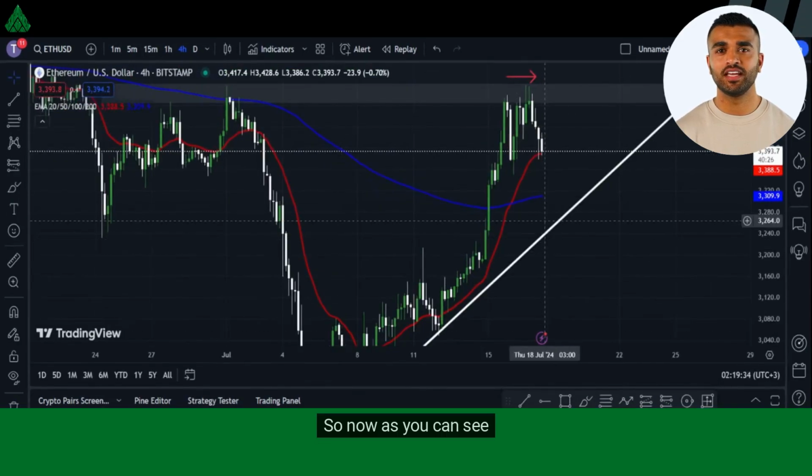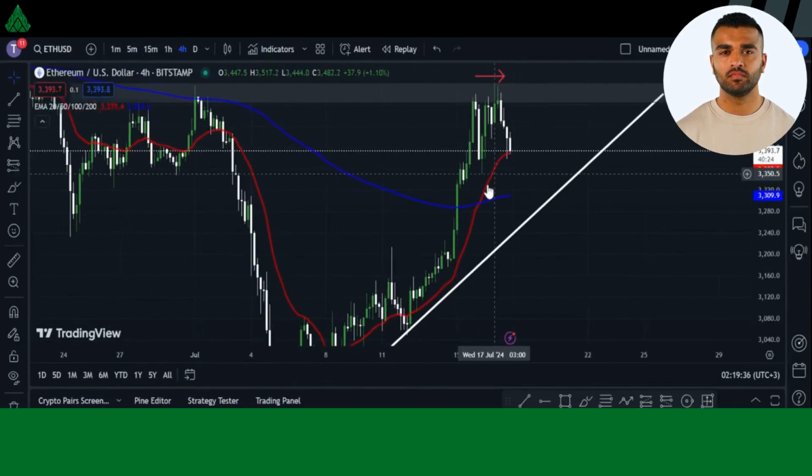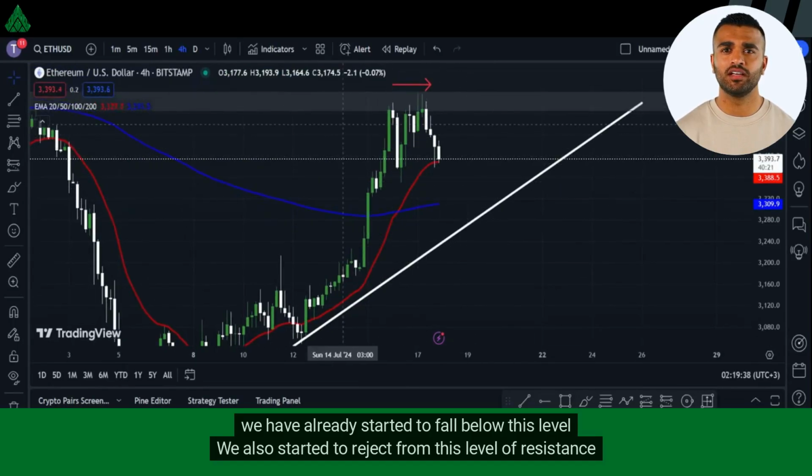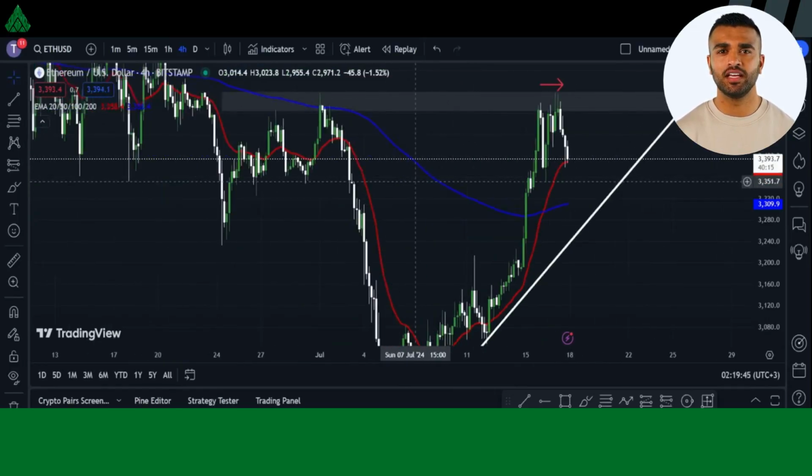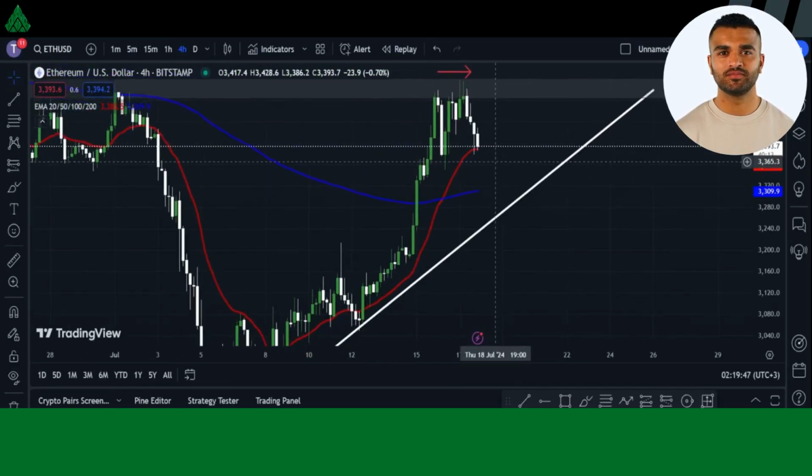So now, as you can see, we have already started to fall below this level. We also started to reject from this level of resistance. So how do we take a trade in this? You may ask, let me show that to you.